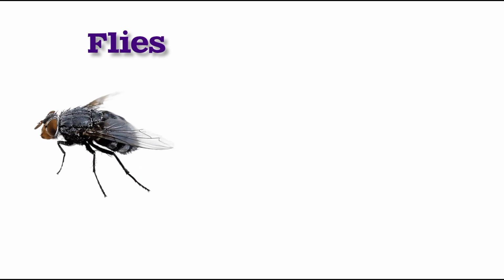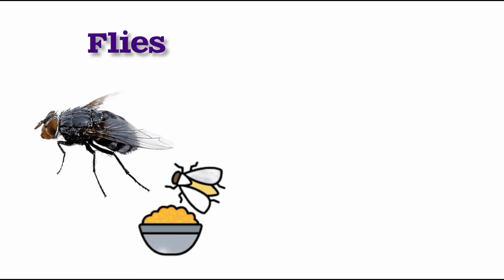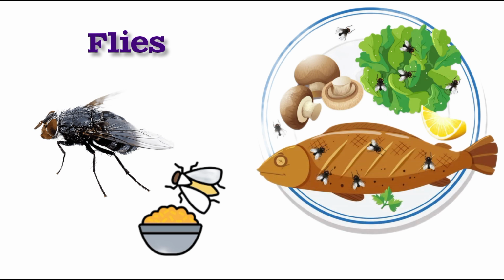Next, we have flies. Flies are small but dangerous carriers of diseases. They land on infected feces and then move to food, spreading germs along the way. For instance, if flies land on exposed food in your kitchen, they can bring germs from dirty places outside.